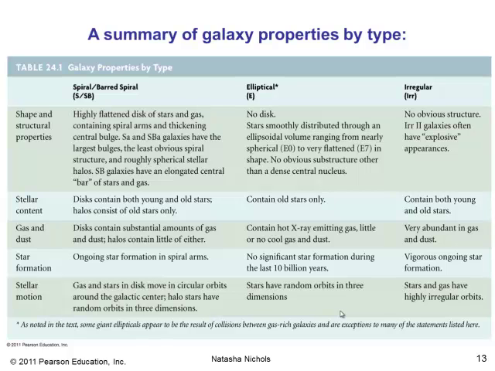Here's a table summarizing galaxy properties by type, and you can go through that on your own. So we have three main types of galaxies: the spirals and the barred spirals, the ellipticals, and the irregulars.